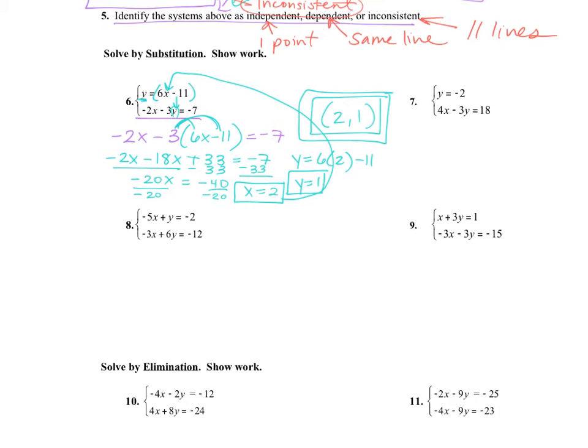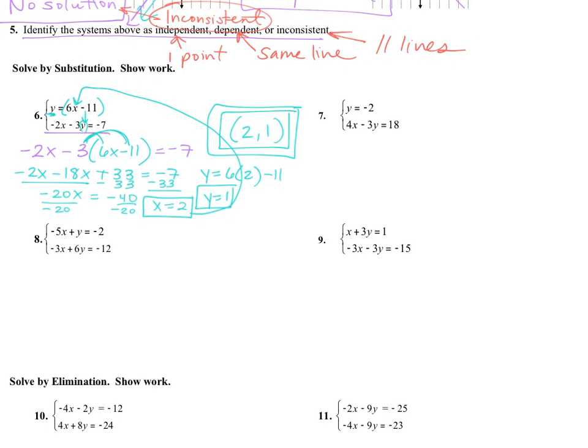Okay. All right, look at number 7 here. So again, y is isolated, and this one's really nice because they're already telling us what y equals in terms of a number. So all we got to do is take out this y and put in the -2. So it's going to be 4x minus 3 times -2 equals 18. So 4x plus 6 equals 18. We're going to take away 6 from both sides. So 4x equals 12. And then divide by 4.